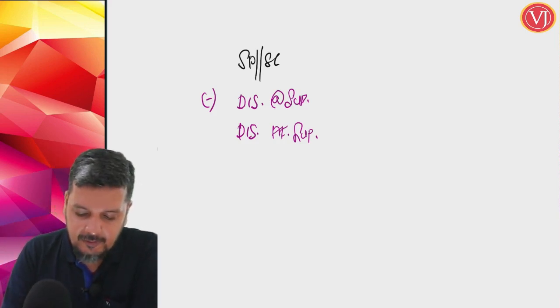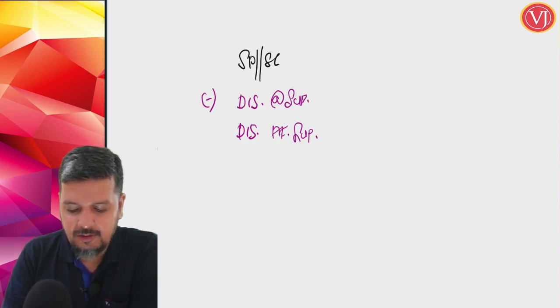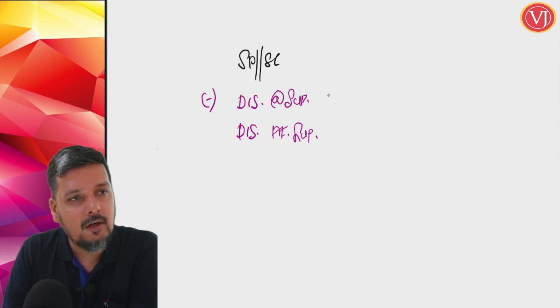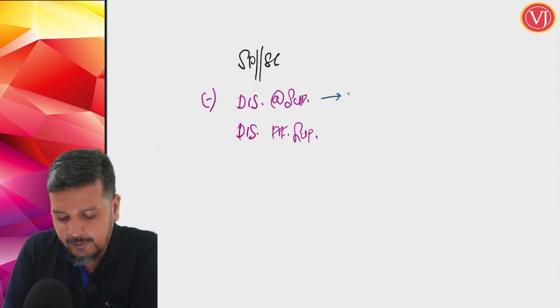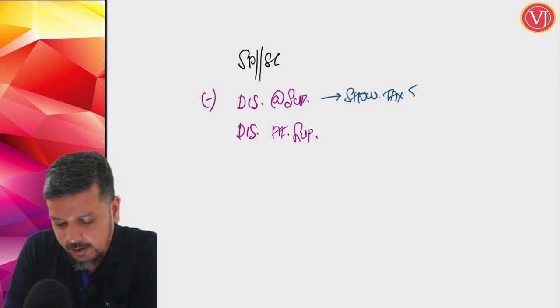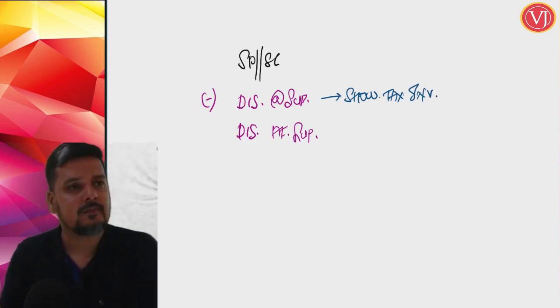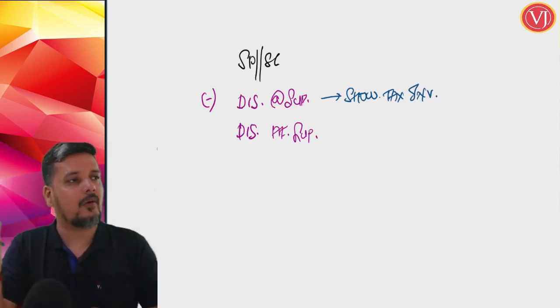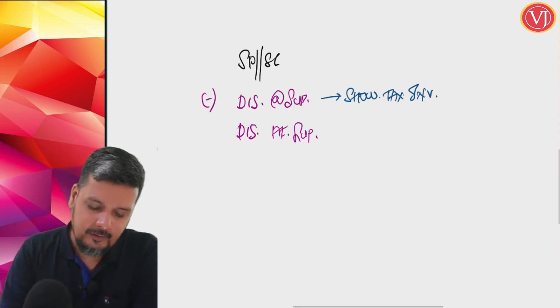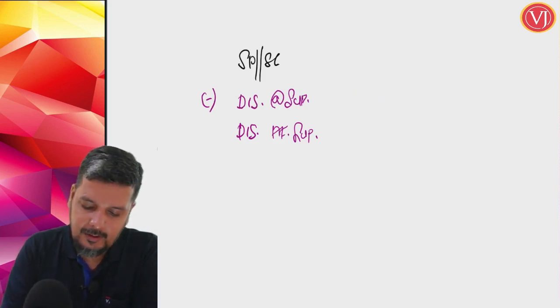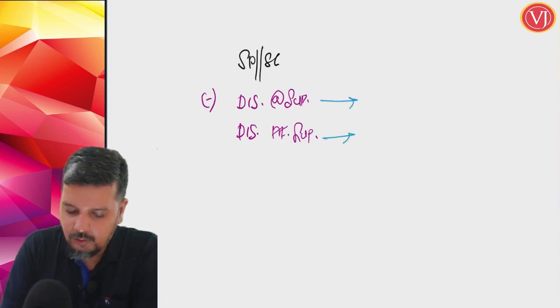Discount given at the time of supply, there's only one condition that you have to take care of. What is that condition? Show it on the tax invoice. Clearly display the discount on the tax invoice. So that should be selling price 100 rupees less discount 10 rupees. GST will be only on 90 rupees. Show the breakup on your tax invoice.